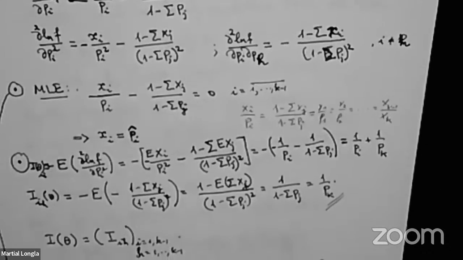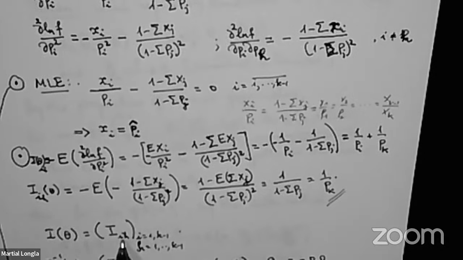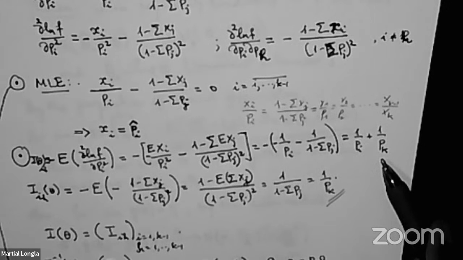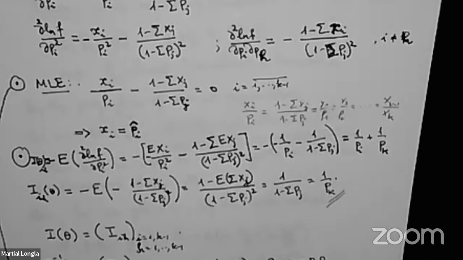Therefore, when you finish that, you can write down your Fisher information as the matrix with entries i, h, with i from 1 through k minus 1 and h from 1 through k minus 1. It will give you a matrix that has diagonal elements 1 over pi plus 1 over pk, and all the off-diagonal elements are equal to 1 over pk.